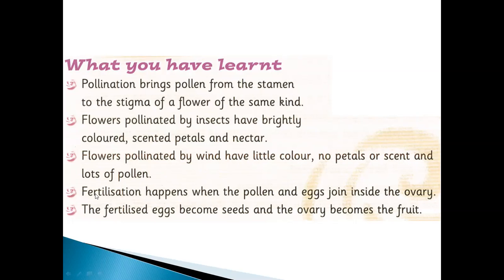After this, fertilization happens when the pollen and egg join inside the ovary. Fertilization will happen when pollen and eggs join together in the ovary. After fertilization the eggs become seeds and the ovary becomes fruit.